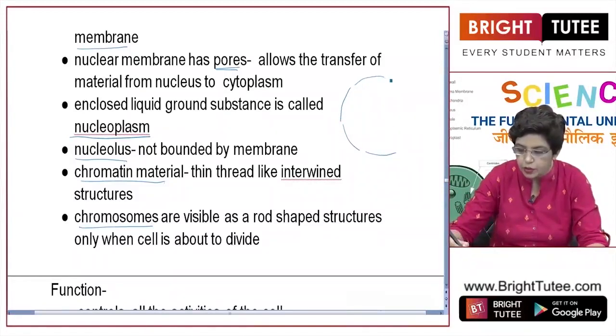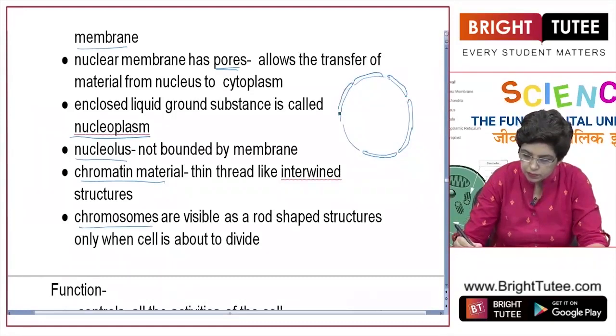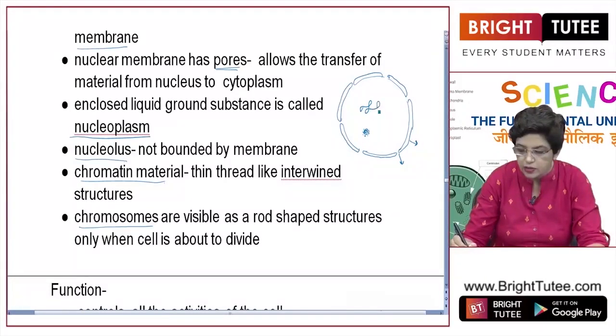This will help you to know how we will draw the nucleus. Just make a spherical structure with some gaps. This is a double layered membrane, which is the nuclear membrane. This is the nuclear membrane, these are nuclear pores. Inside there is a dense structure which is the nucleolus, it is not membrane bound. Then this thread-like structure is chromatin material, and this is nucleoplasm.